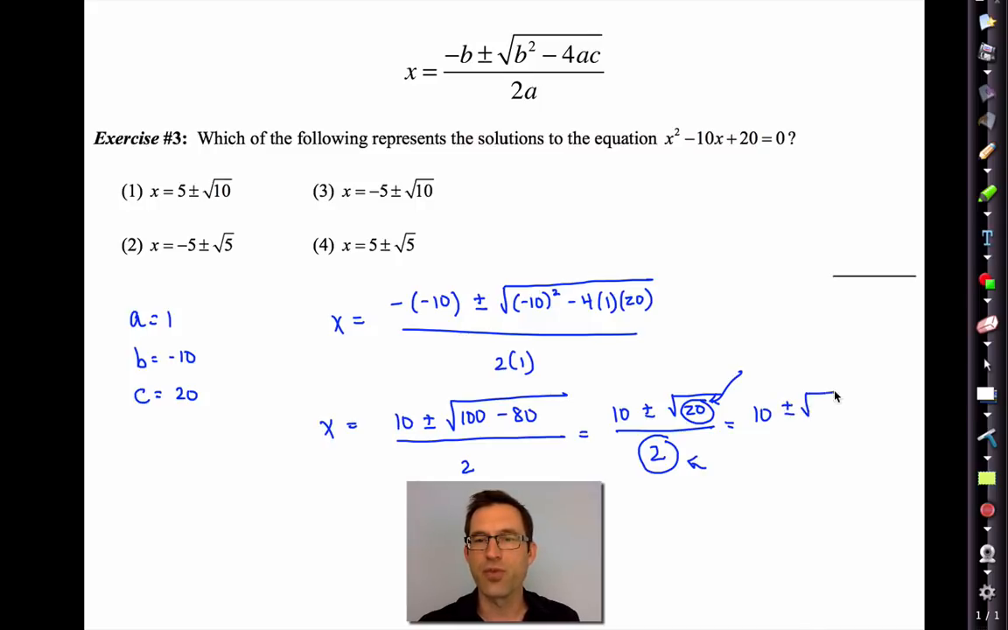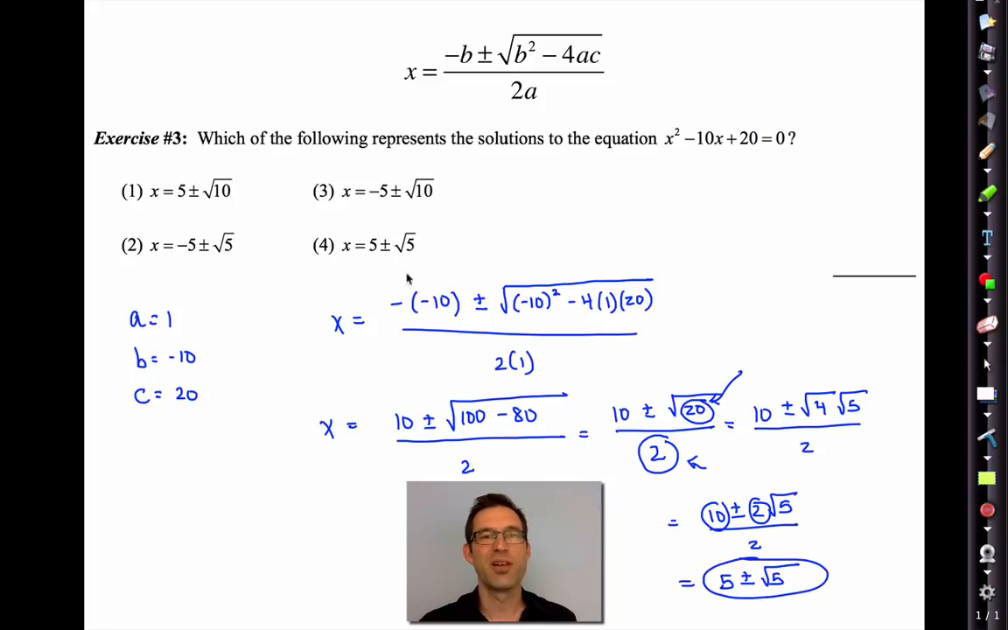So I'm going to simplify root 20 as root 4 root 5 divided by 2. That's going to be 10 plus or minus 2 root 5 divided by 2. And now I can distribute that 2 into both the 10 and the 2. And that's going to be 10 divided by 2, which is 5. 2 divided by 2, which is 1, so I'm not going to write it. And I just get 5 plus or minus root 5. Kind of a cool answer. All right. Pause the video now, and we'll move on to the next sheet.